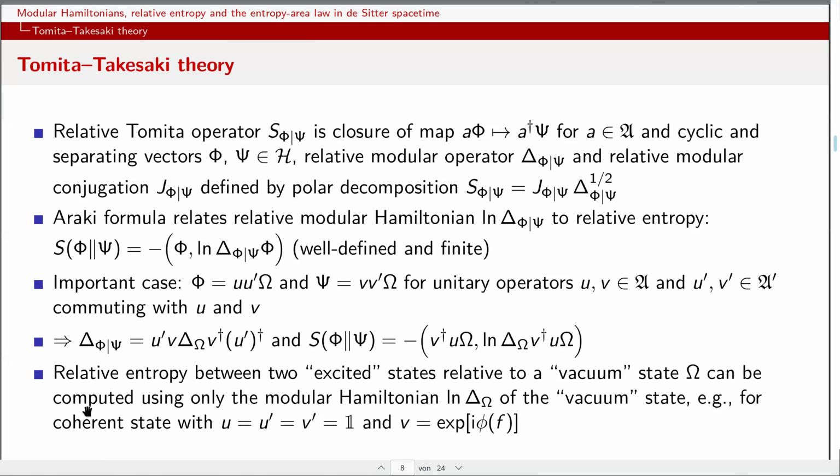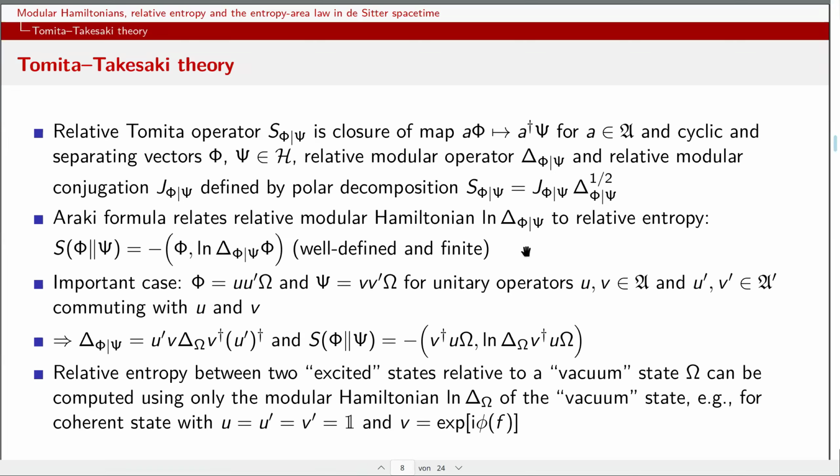As I said, what we want to compute are relative entropies or relative things, so actually we need two states. So one can redo the whole construction, Tomita operator, polar decomposition, given two states. That means one takes A acting on one state phi and maps it to the adjoint acting on another state psi. Both should be cyclic and separating. And then the polar decomposition gives the relative modular operator and the relative modular conjugation, by the same formulas as before, just now with two states.